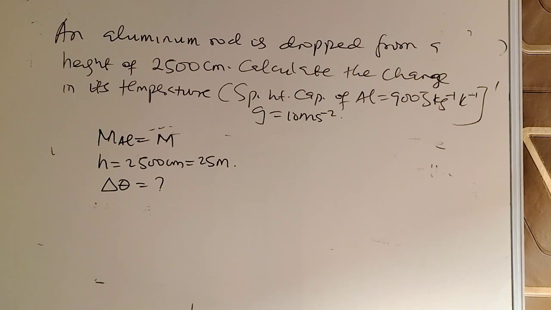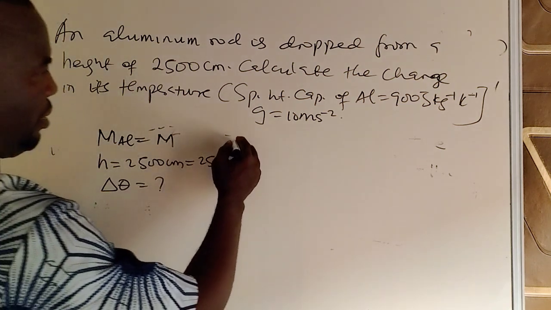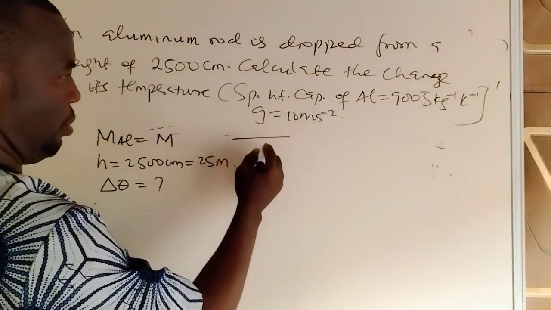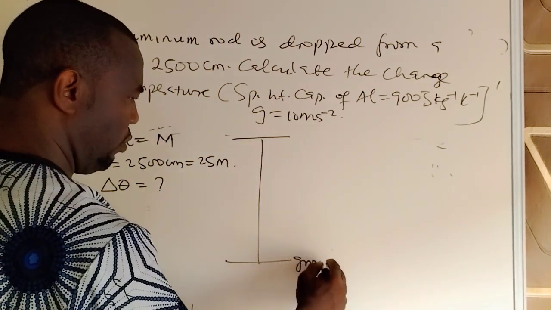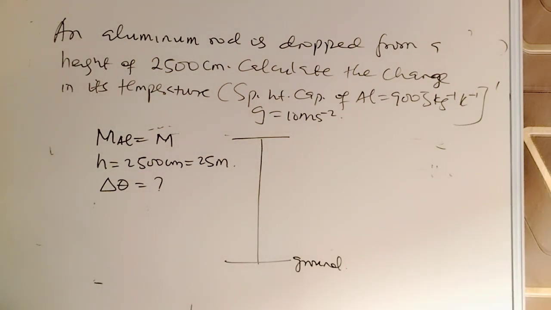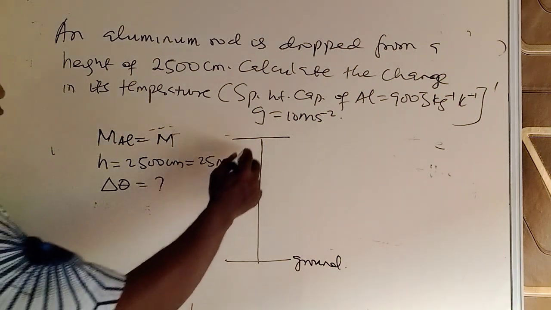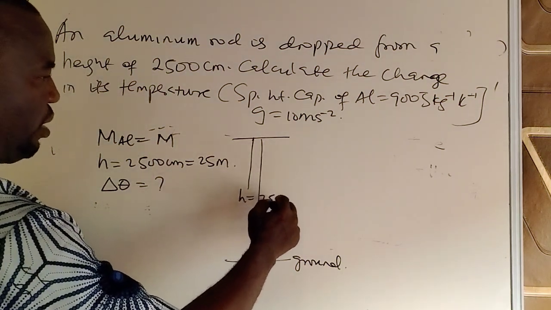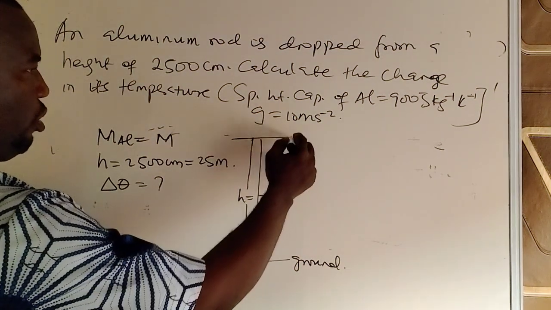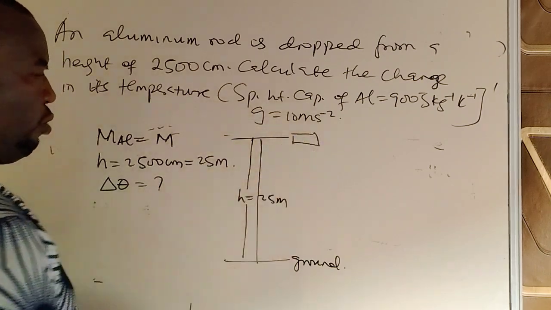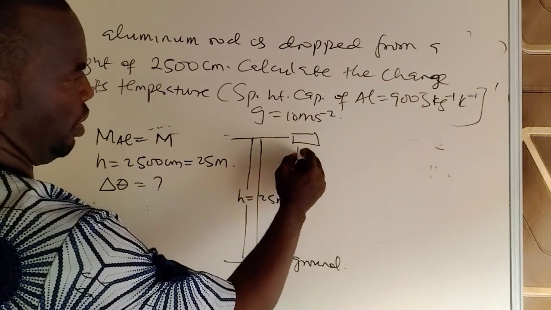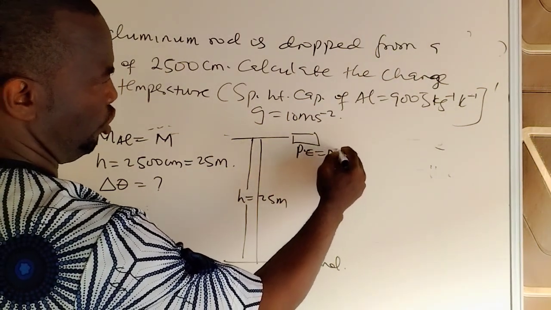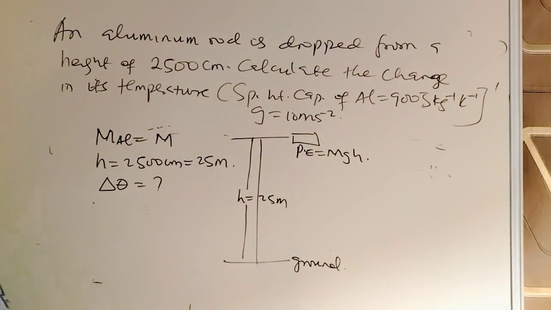You're asked to look for the change in temperature of the aluminium as it falls through a height. So how do we fully understand this question? The aluminium is falling from a height, probably from an upstairs or a hill down to the ground. So we're going to make some assumptions here. The height through which it falls is 25 meters. While the aluminium rod is up there, what energy does it possess? Energy due to height is the potential energy, given by mgh.